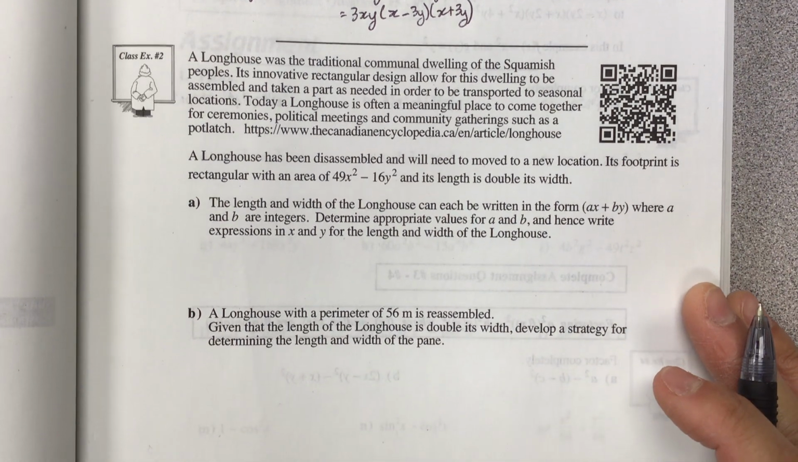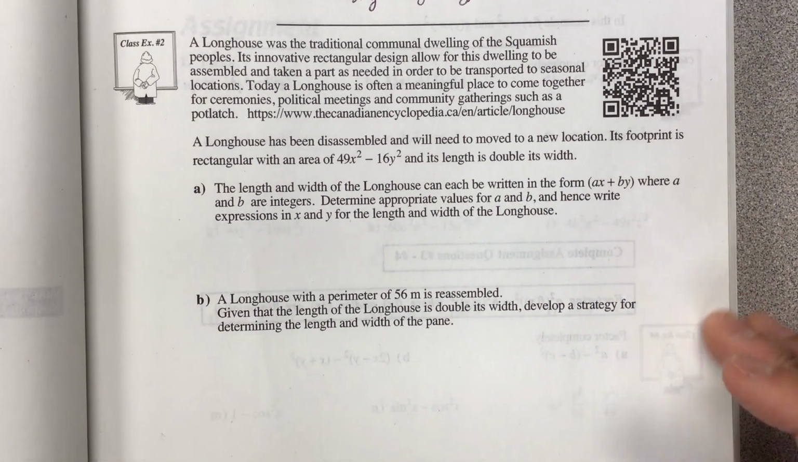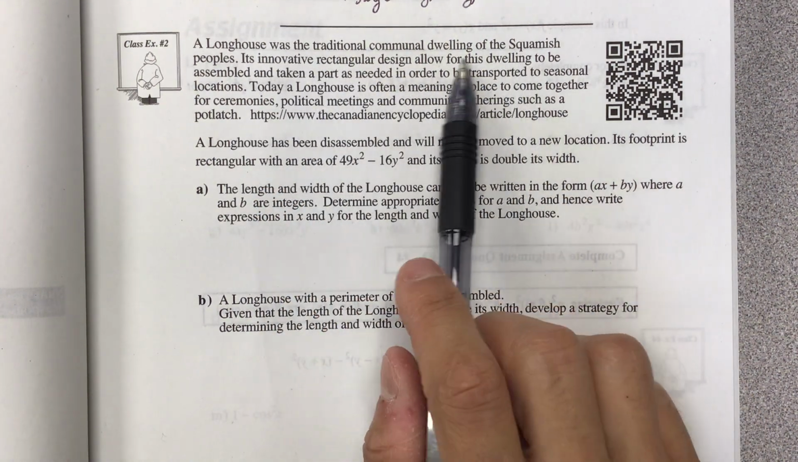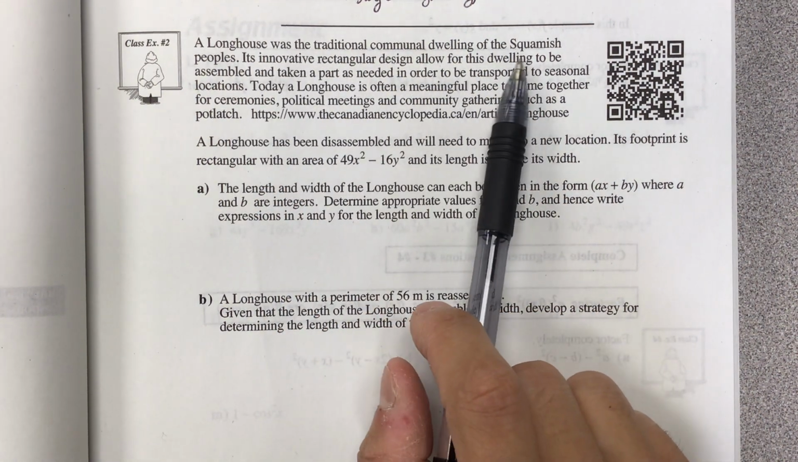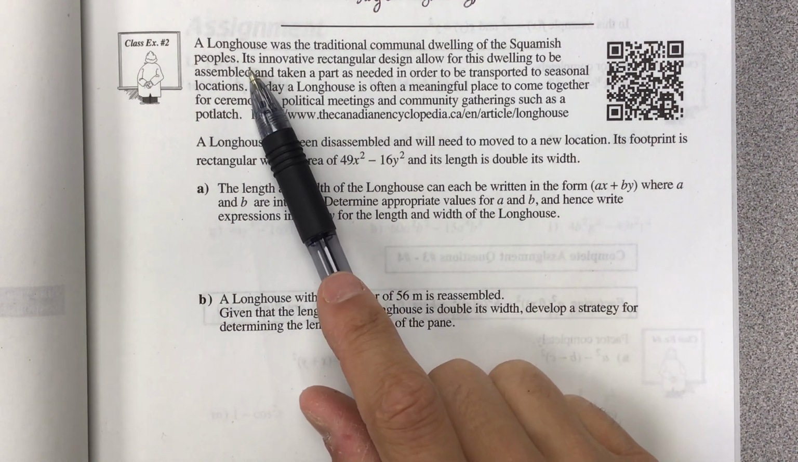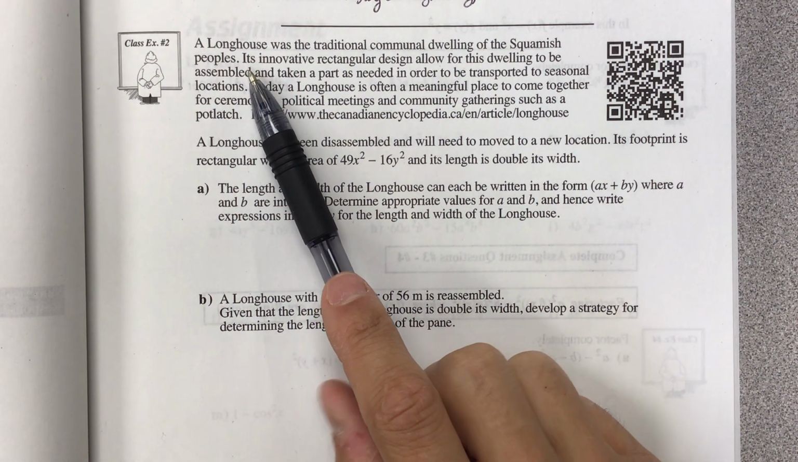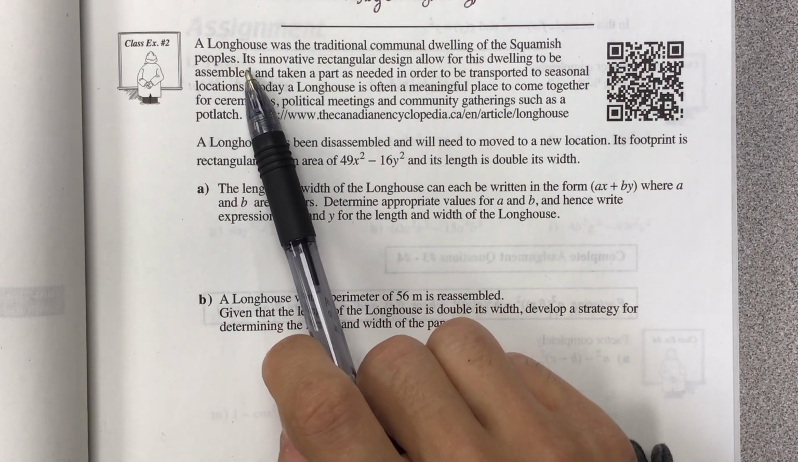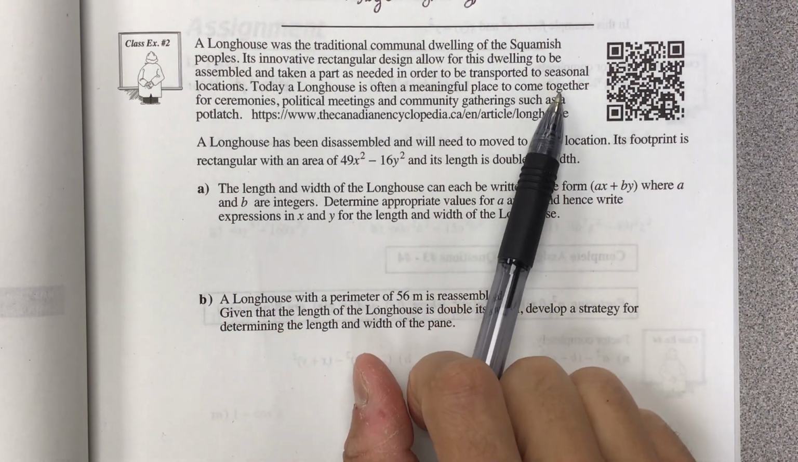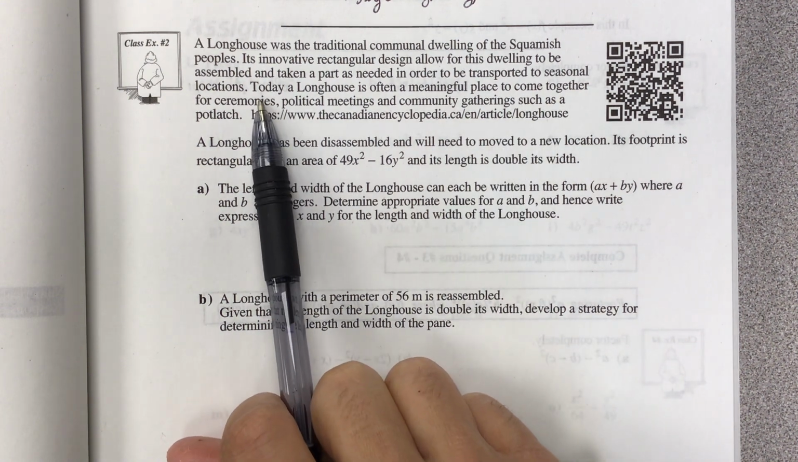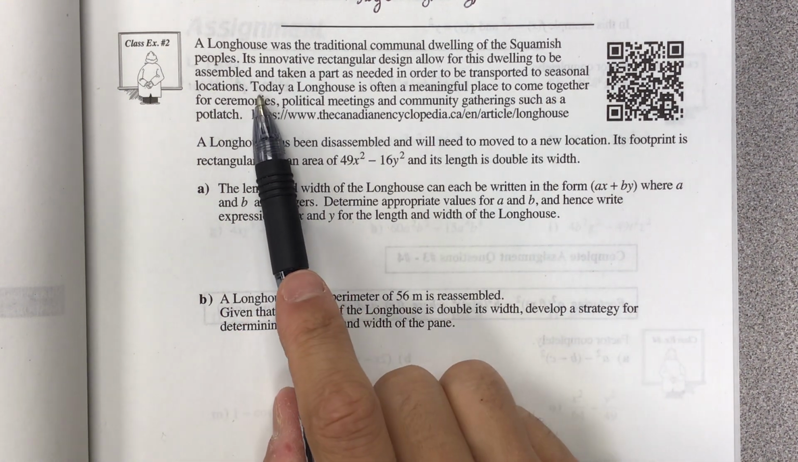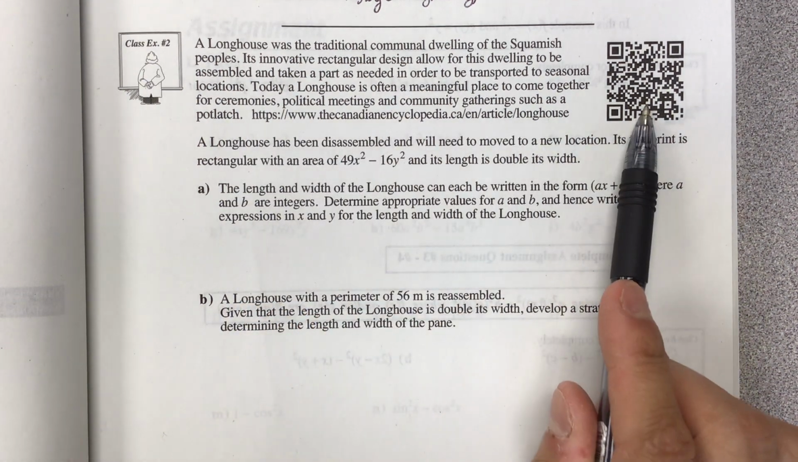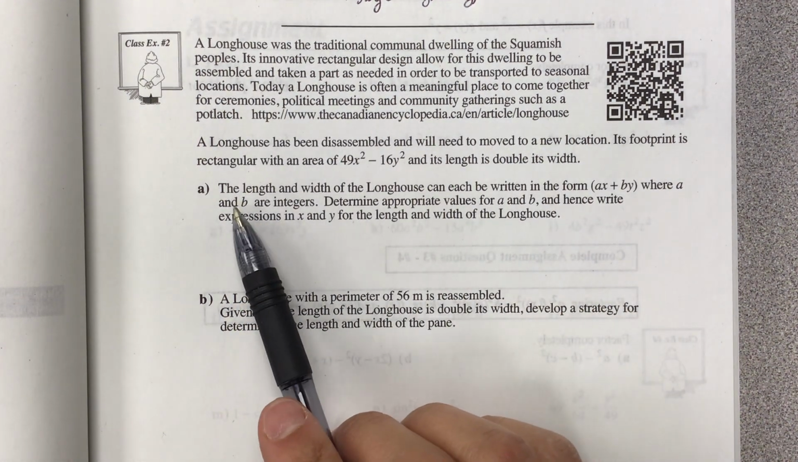With class example number 2, this is a pretty interesting one. We're told that we have a longhouse, and the longhouses were dwelling places for Squamish peoples of BC as well as Tsimshian and Haida and Haisla. And so, yeah, we've learned a lot about longhouses here at Centennial, but if you want a little bit more information, you can follow this QR code, and it'll take you to a URL.